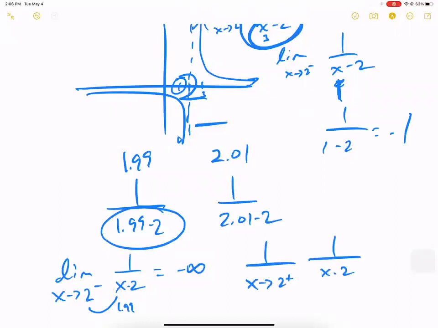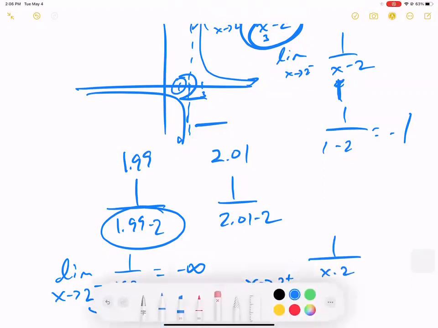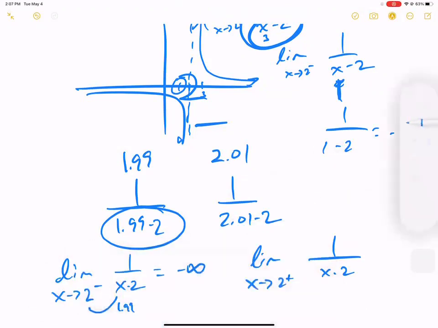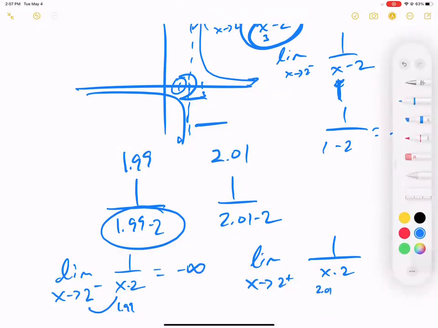Now the limit as x approaches 2 from the right side of 1 over x minus 2. What will it look like without me having to do all this crazy work about graphing? If I plug in 2.01, isn't that a number really close to 2 on the right side? Is this going to be positive or negative? 2.01 minus 2 is positive. This would actually yield 1 over 0.01, that's 100. So this is going to be positive 100, positive infinity, because we're heading toward infinity.